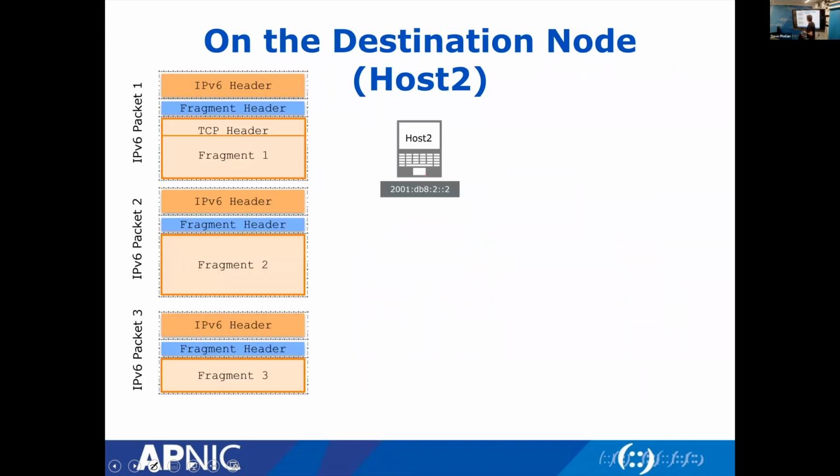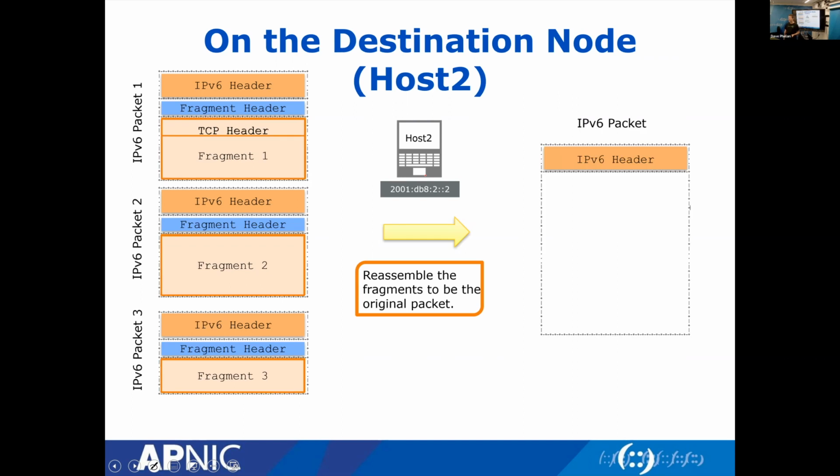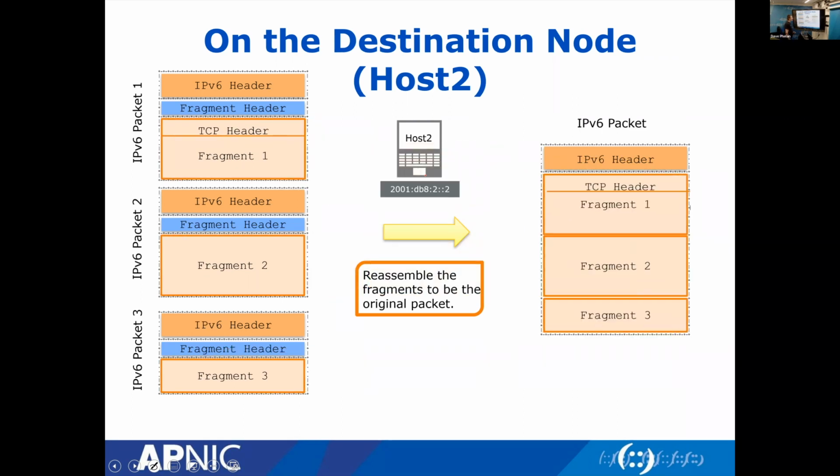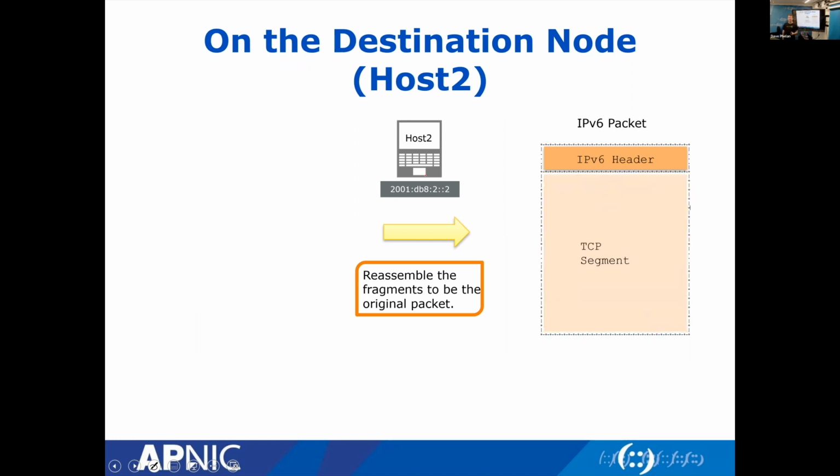So host 2 will then take all of those packets, it will reassemble the header and strip out all of my extension headers. So remember I said the extension headers are only processed by the destination node unless you specify hop by hop. And then we wind up with our reassembled packet.